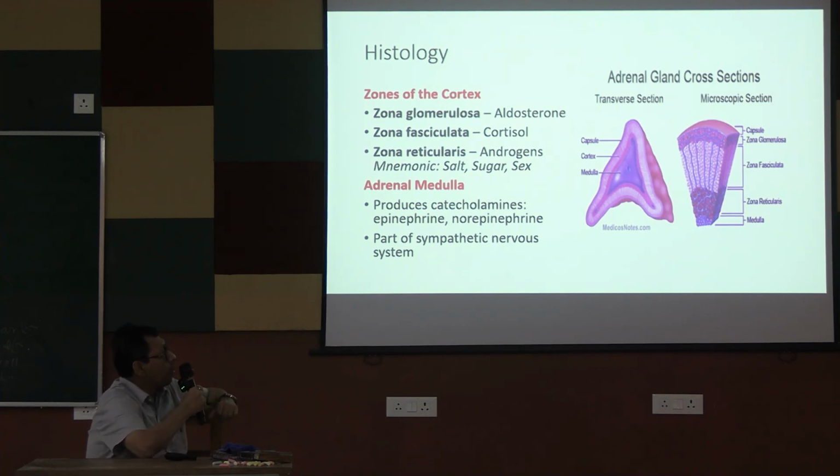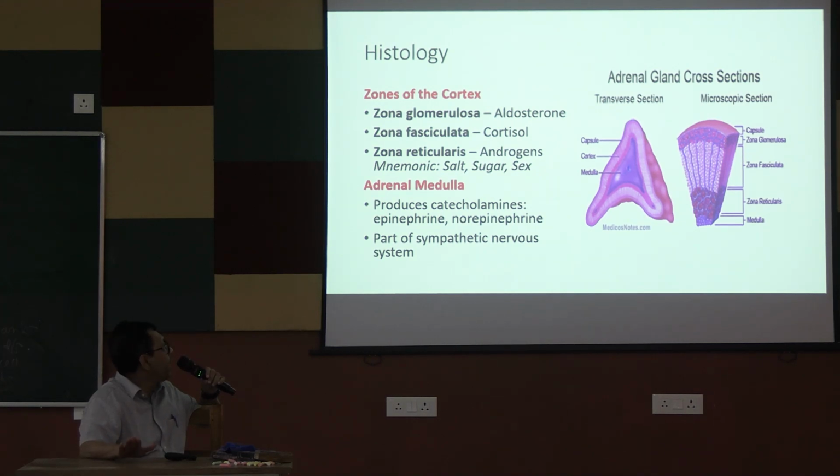So if you look at the cortex of the gland, it can be divided into zona glomerulosa, zona fasciculata and zona reticularis and the medulla. These are the parts of the adrenal gland which has different function. To remember it, zona glomerulosa secretes aldosterone, which is a salt manipulating hormone. Zona fasciculata liberates cortisol, which controls the sugar of the body, and the zona reticularis secretes the androgen. For remembering, we remember it as salt, sugar and sex.